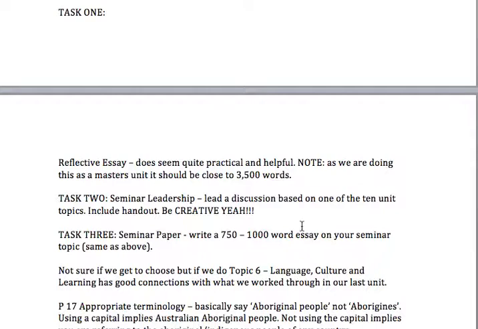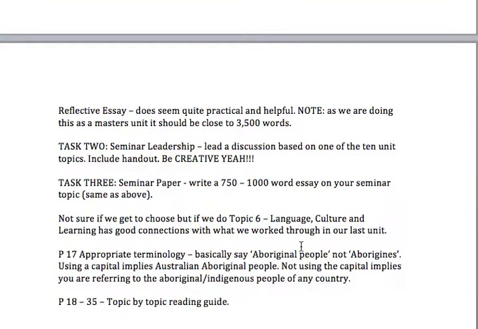we have to lead a seminar on it and lead a discussion and include a handout, and we can create our own activities to help our classmates learn about our topic. And then we write a little short essay on the same topic. And if we do get to choose, I reckon to make things easy for ourselves, we should choose topic 6. Well, I'll choose topic 6 because it was really similar to what we did in our last unit.